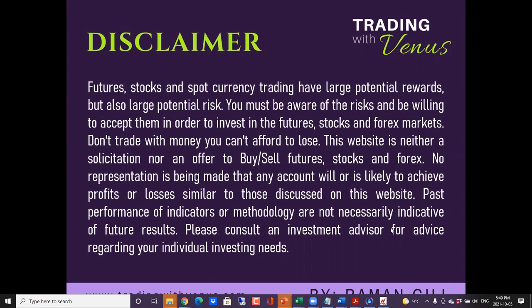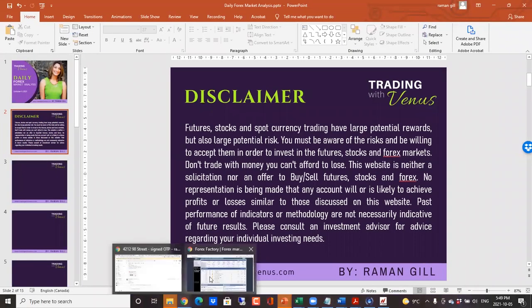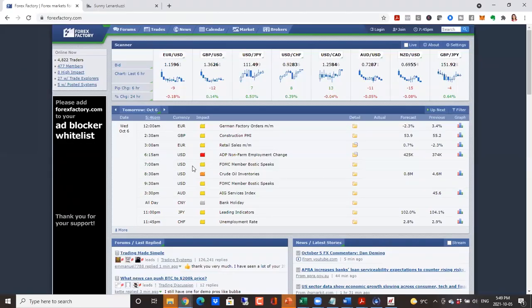As usual, we'll start off by taking a look at our calendar here. So in terms of the news that's coming up on Wednesday, the most important thing here will be the ADP non-farm employment numbers. These are precursors to the actual non-farm payroll numbers that will come out on Friday. So that will be important.